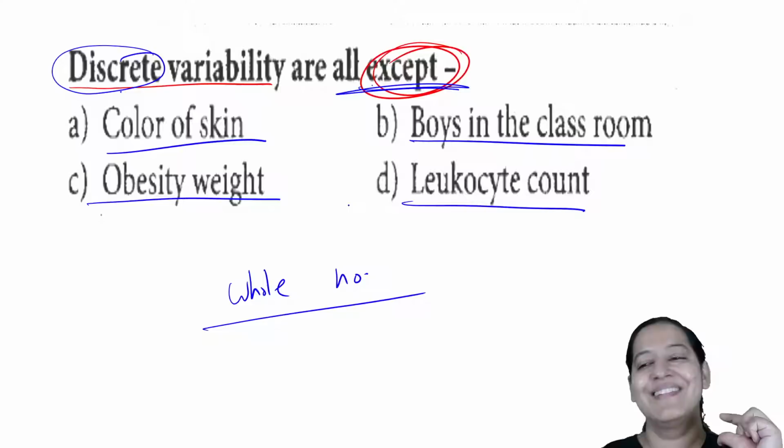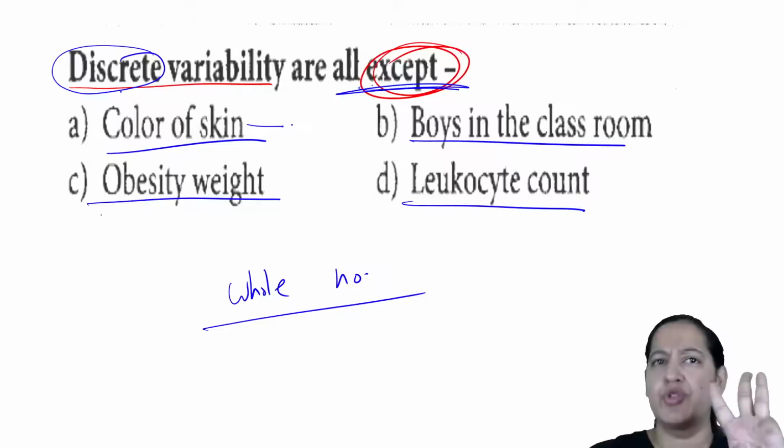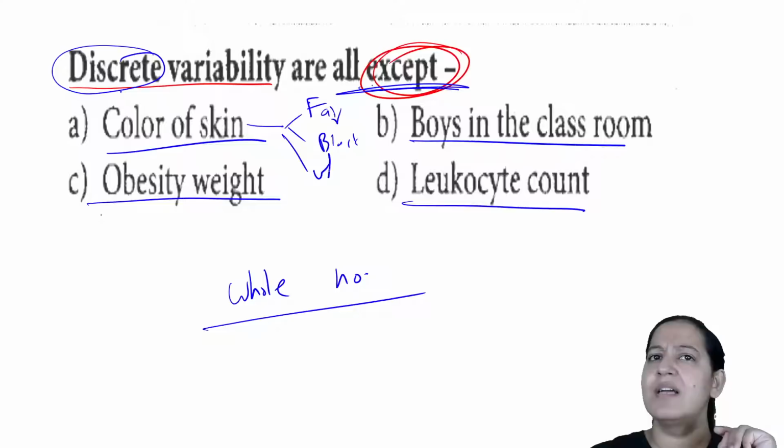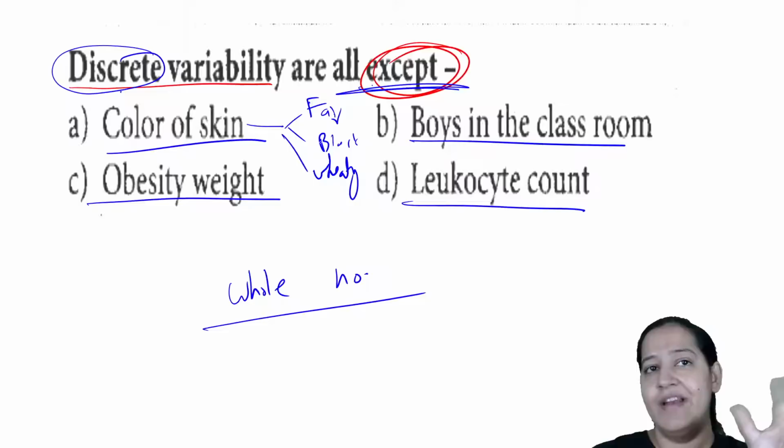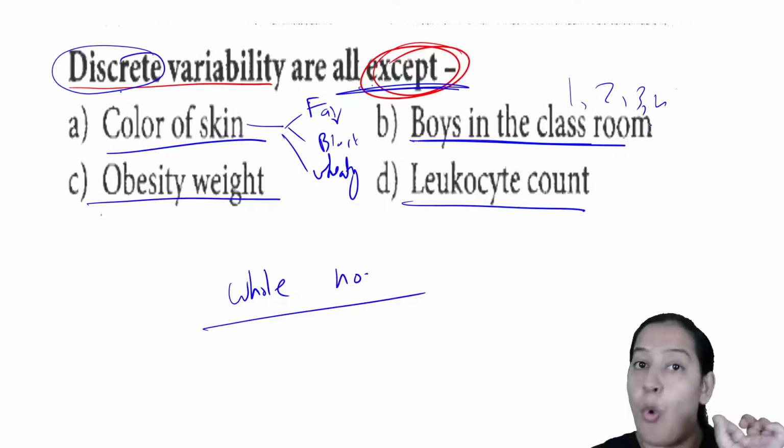Baki logon ko try kyun nahi karna? Tell me, what is the color of skin? You have only 2-3 options. Whether it is fair, whether it is black, whether it is brown. So these are the colors of skin. It is not numerical. It is qualitative data. So this is not our answer. Boys in the classroom will be 1, 2, 3, 4. It will be a whole number. It will not be 1.5 boys present in the class. No, it can't be there.